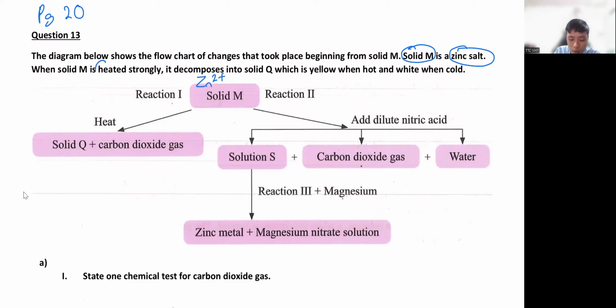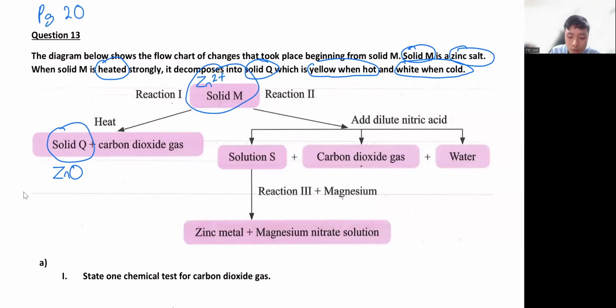They ask when solid M is heated, you get solid Q, yellow when hot, white when cold. What is solid Q then? This is the one and only thing, oxide. You got two things to confirm. Number one, you're heating the salt. Heating the salt confirms you got zinc oxide. Second, you got yellow when hot, white when cold, to confirm lah. This is zinc oxide.